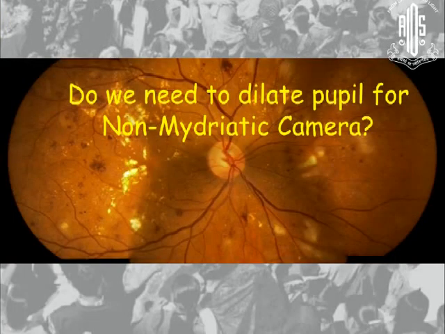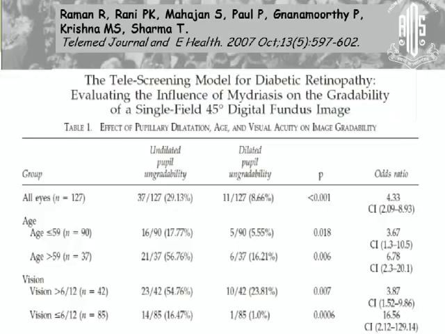This was again one interesting fact we tried looking at. Do we need to dilate the pupil even if we are using a non-mydriatic camera? Though the concept is that with a non-mydriatic camera you don't need dilatation, we did observe that even with a non-mydriatic camera, if we don't dilate, because in our population there is a high prevalence of nuclear sclerosis, especially among the diabetics.